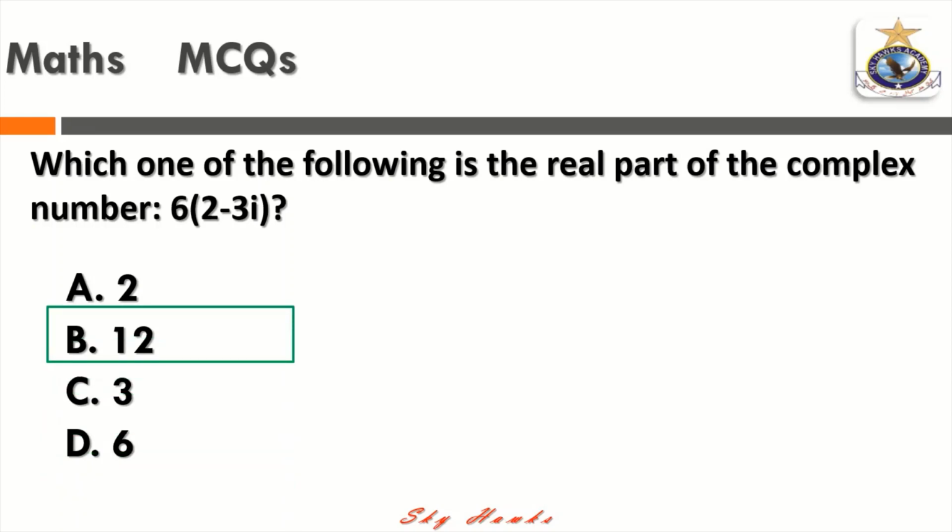Why? Because 6 is multiplying with that. So 6 2s are 12 and minus 18 iota. So the iota part is the complex part, and they are asking about the real part. What they are asking for is which of the following is the real part of the complex number. So it's a complex number and you're looking for the real part. So the real part is 6 2s are 12.